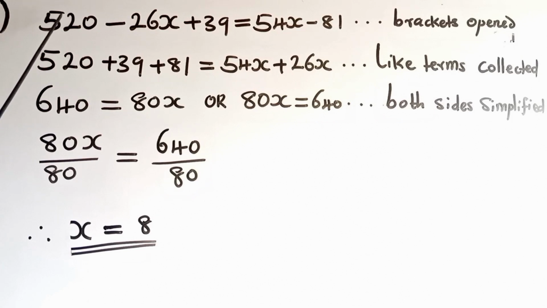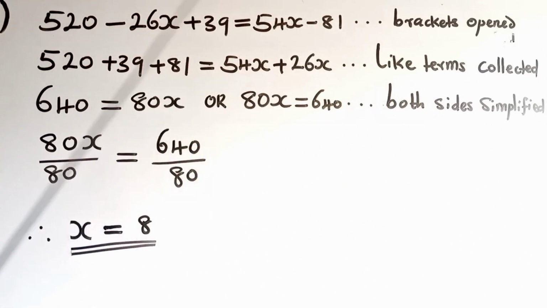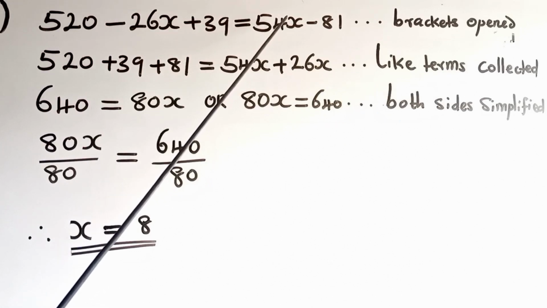520, which we are seeing here, is a constant. It must join with other constants. That is what we call collecting like terms. 520, 39, and minus 81 are like terms. They must be on one side of the equation, either left-hand side or right-hand side, while minus 26x and plus 54x must also be on one side of the equation, either left-hand side or right-hand side.